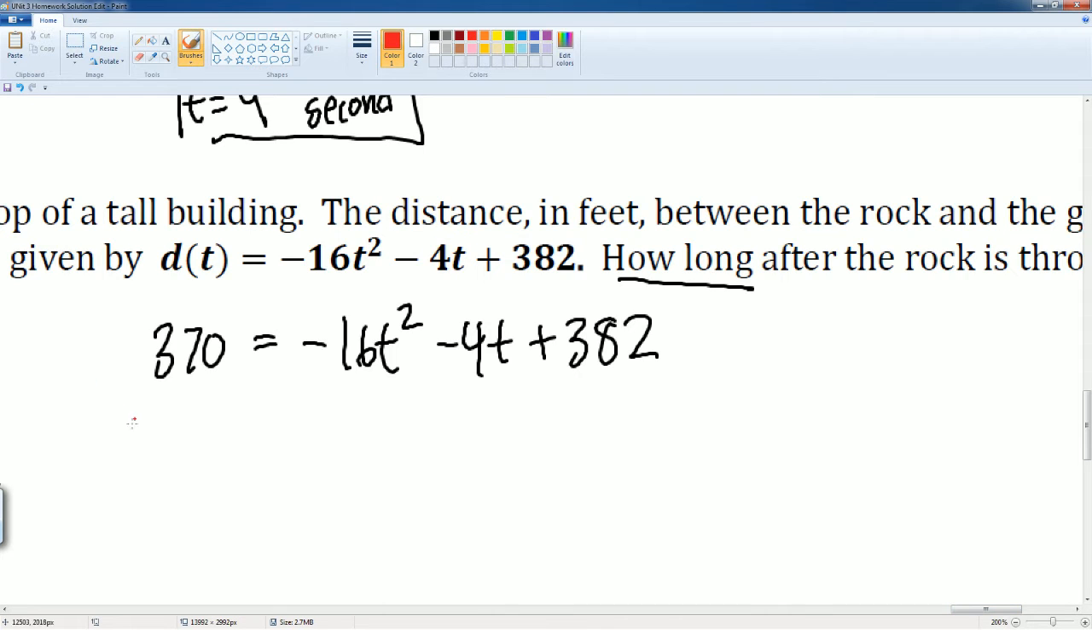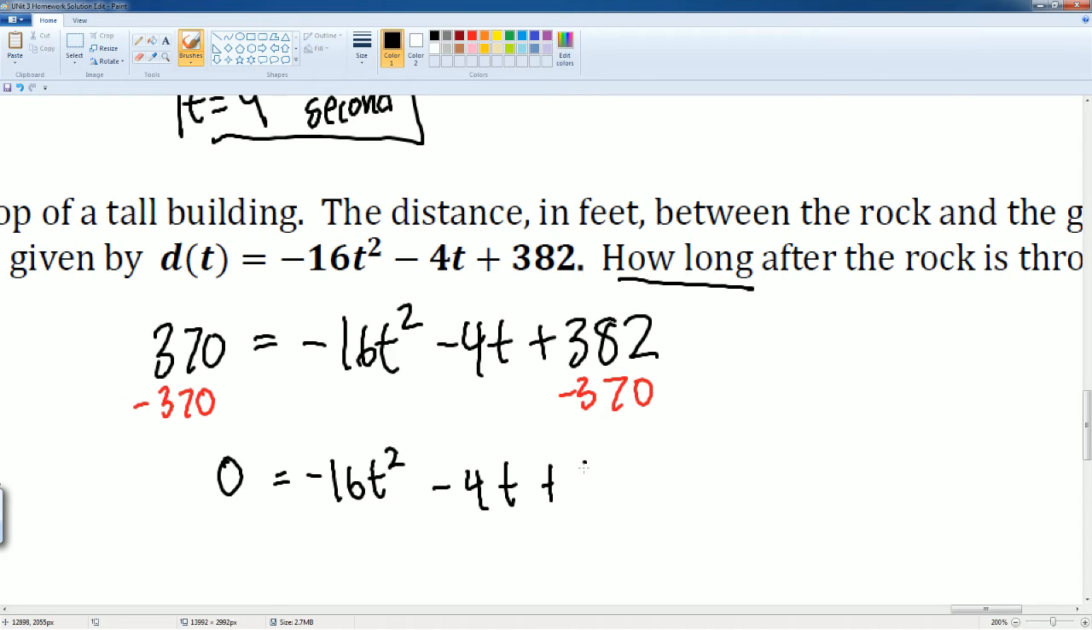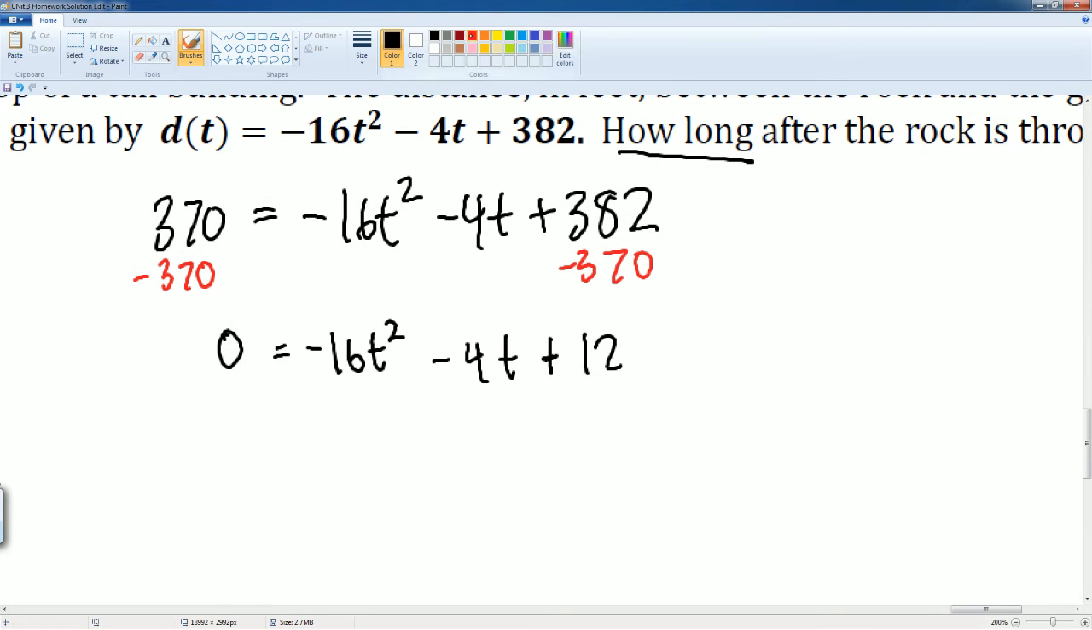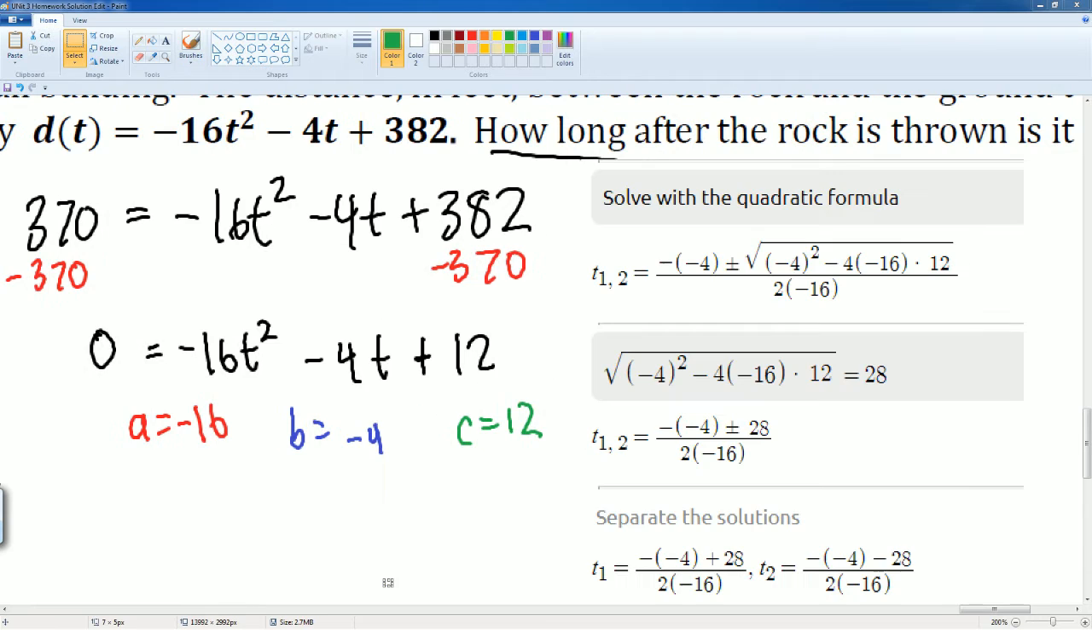Now you can solve. Subtract 370 from both sides. What do you get? This equals 0. You get negative 16t squared minus 4t plus, looks like 12 here. Perfect. You can actually solve this using the quadratic equation. So A is equal to negative 16, B is equal to negative 4, and C is equal to 12. You're basically going to now solve using the quadratic equation.